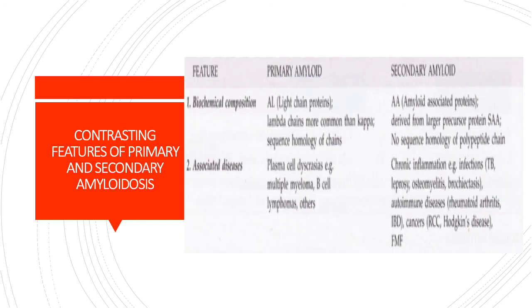Now coming to contrasting features of the primary and secondary amyloidosis, you can see here biochemical composition: primary amyloidosis is always in the background of B cell neoplasm, that is AL kind of amyloid. Secondary amyloidosis is always in the background of chronic inflammatory conditions, and the associated protein would be amyloid associated protein. Other associated conditions with primary amyloidosis would be plasma cell dyscrasias, multiple myeloma, B cell lymphomas, and others. In case of secondary, it is an inflammatory background, which can be infective and non-infective. So all those which I mentioned: tuberculosis, bronchiectasis, osteomyelitis, Reiter disease, okay, and also some cancers like renal cell carcinoma, Hodgkin's disease, okay.